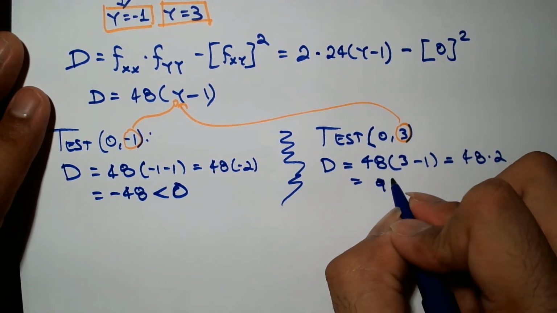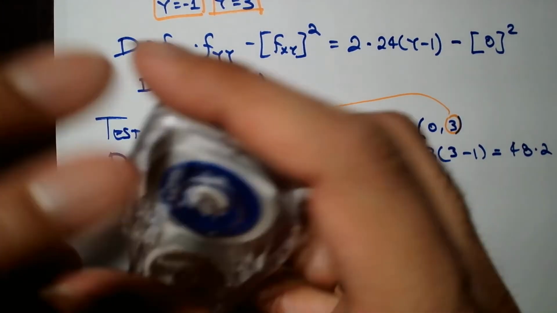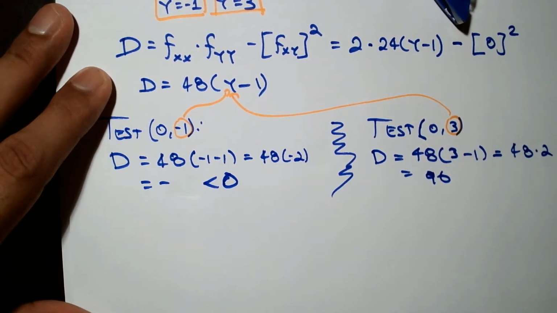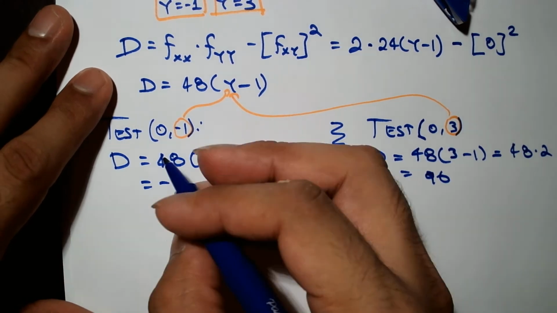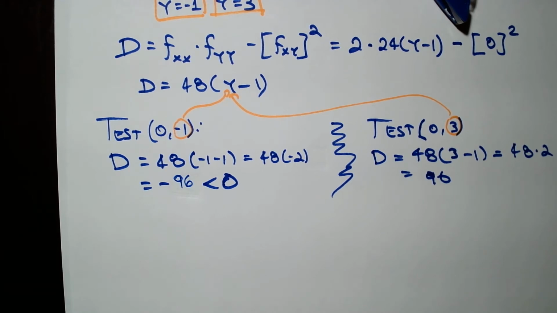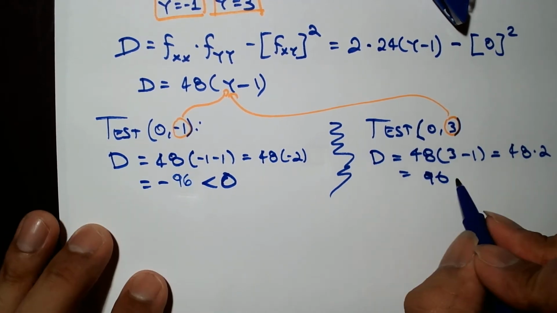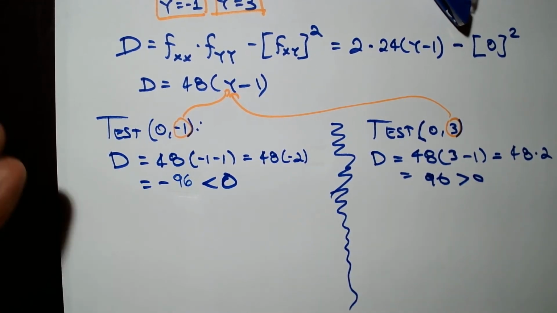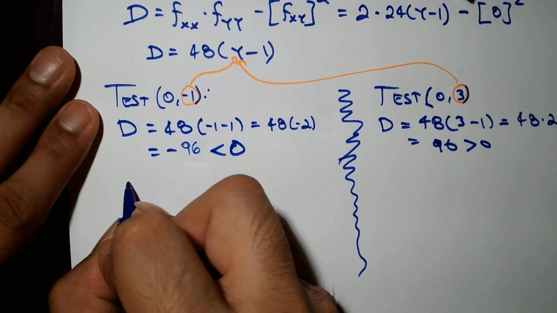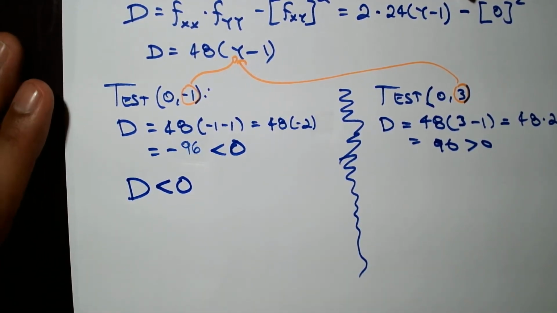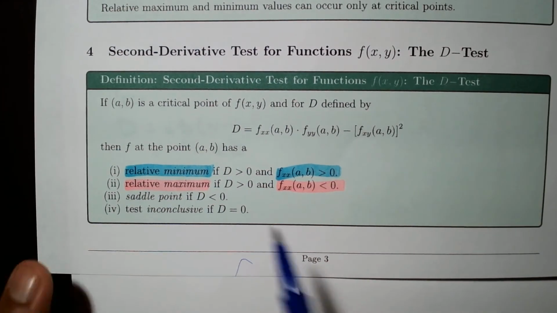96. By the way, I made a silly mistake here, not -48. This should have been -96. Okay, negative 96. Now in this case it's positive number that's greater than 0. Okay, let's make a conclusion. So in this case D is less than 0. What do we conclude when D is less than 0?